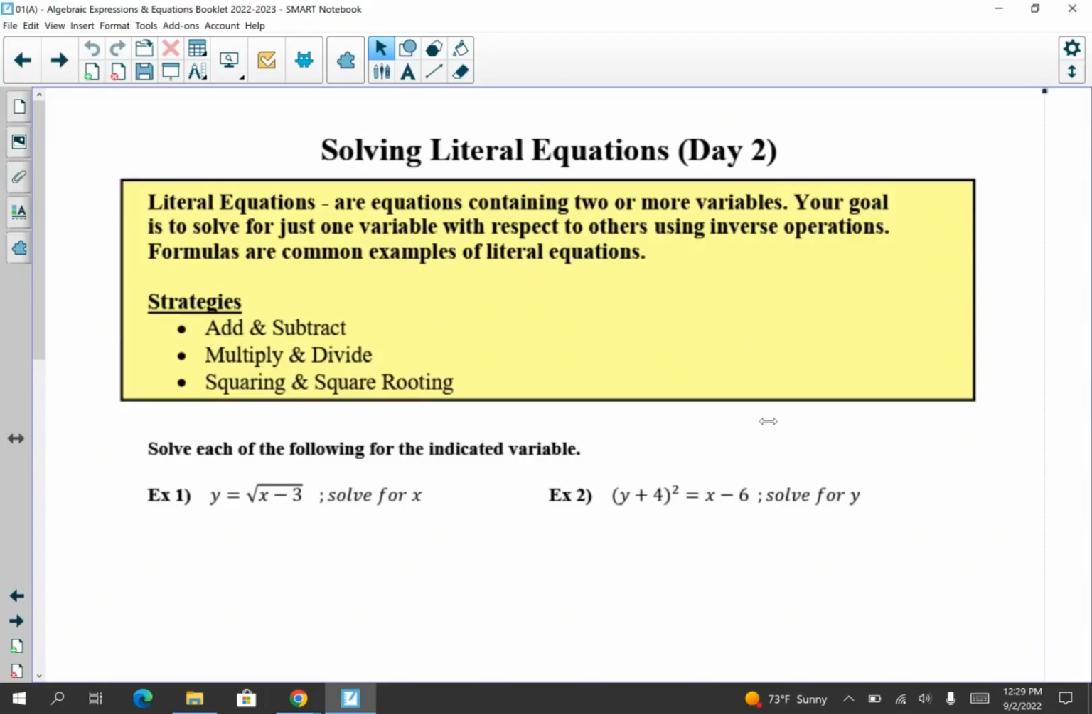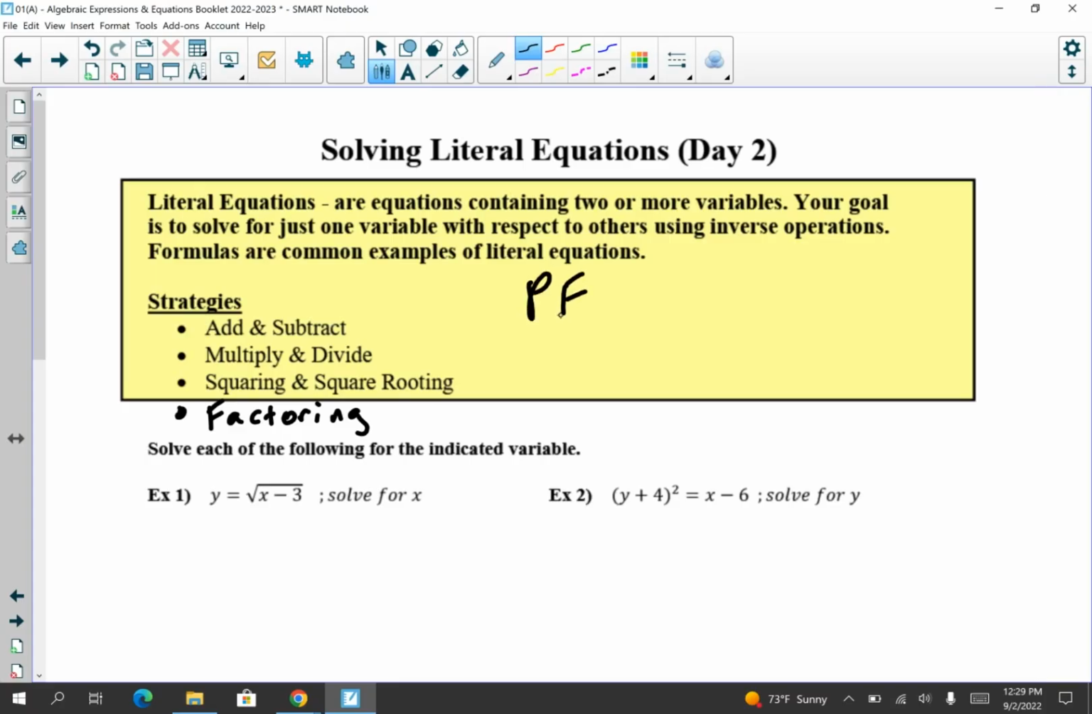On our second lesson of solving literal equations, we're going to add in some strategies we didn't see before, which is squaring and square rooting, as well as factoring. So we want to remember squaring and square rooting, those are inverse operations. And again, we're thinking about PEMDAS, whereas we're solving, we're going sort of the opposite direction, but sometimes we have to do things in a little bit of a different order to sort of uncover and reveal options.